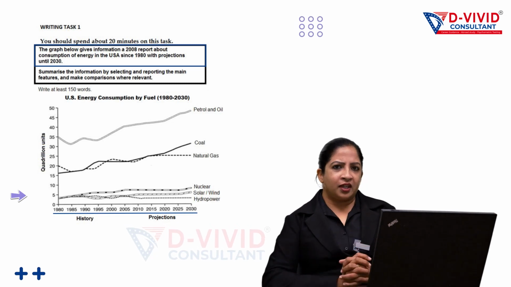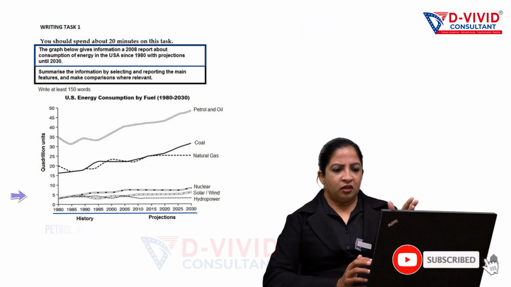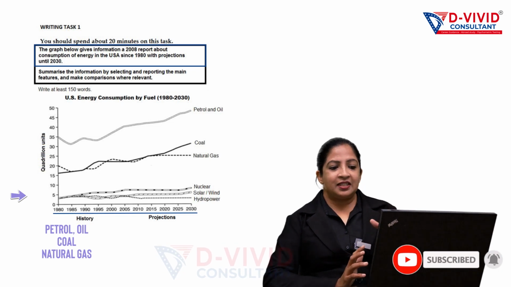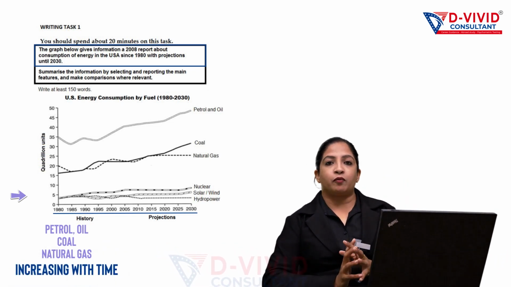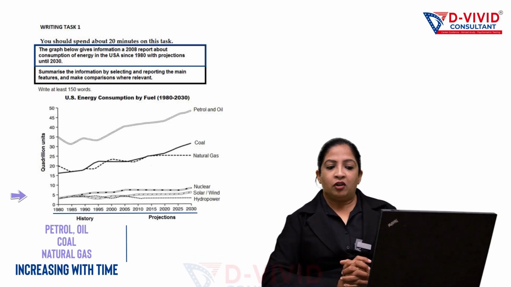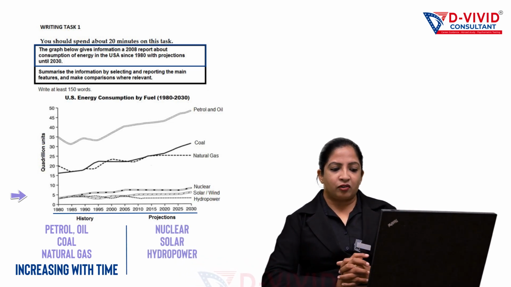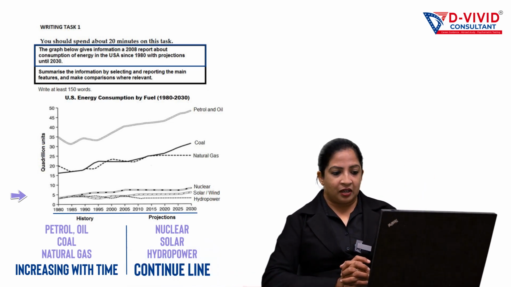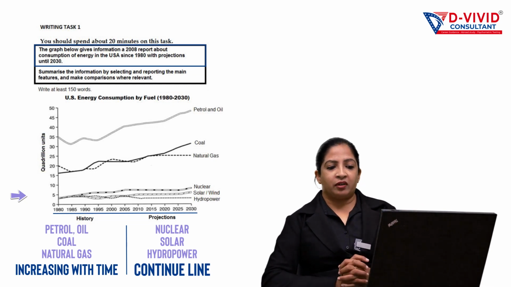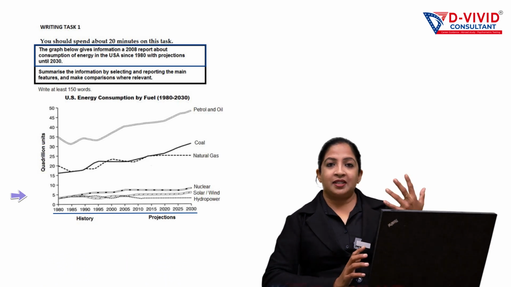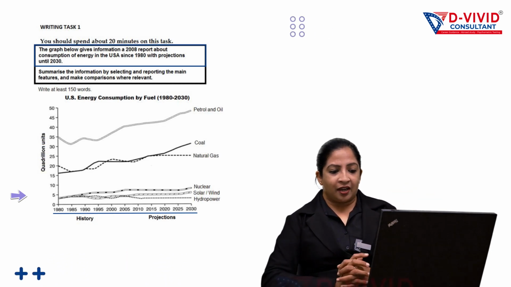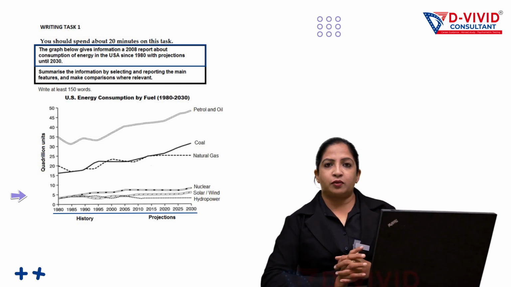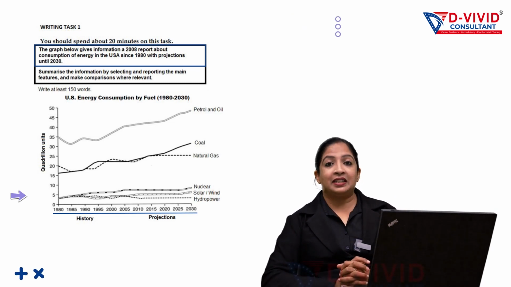Have you observed one more thing, guys? That petrol, oil, coal and natural gas, these three lines are moving a little upwards, means they are increasing with time. Whereas nuclear, solar and hydropower have remained stagnant and they will continue the same trend till 2030. So this is what I've observed. One more thing, that throughout the period petrol and oil remains the highest, and towards the end, from 2010 till the future 2030, hydropower is the least.